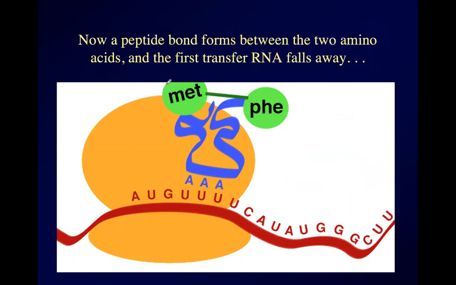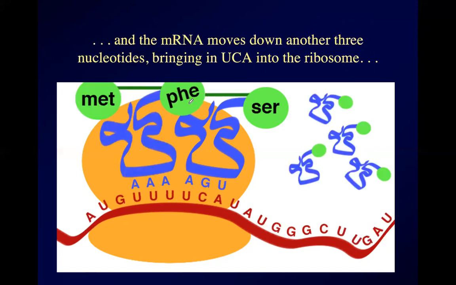And now a peptide bond forms between the methionine and the phenylalanine, and that first transfer RNA falls off. And eventually it'll get recycled. It will get another methionine stuck onto it, and eventually be reused in making another protein somewhere down the line. Now the ribosome goes ka-chunk, ka-chunk, ka-chunk, and the messenger RNA moves down another 3 nucleotides, and here's the next codon.